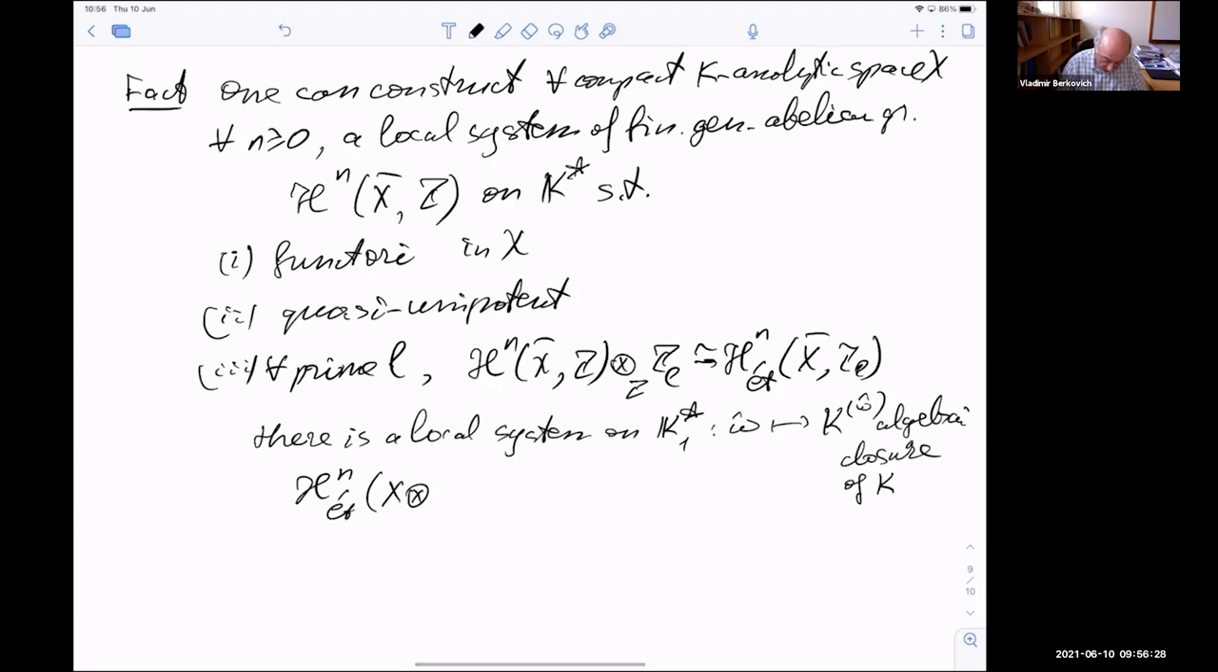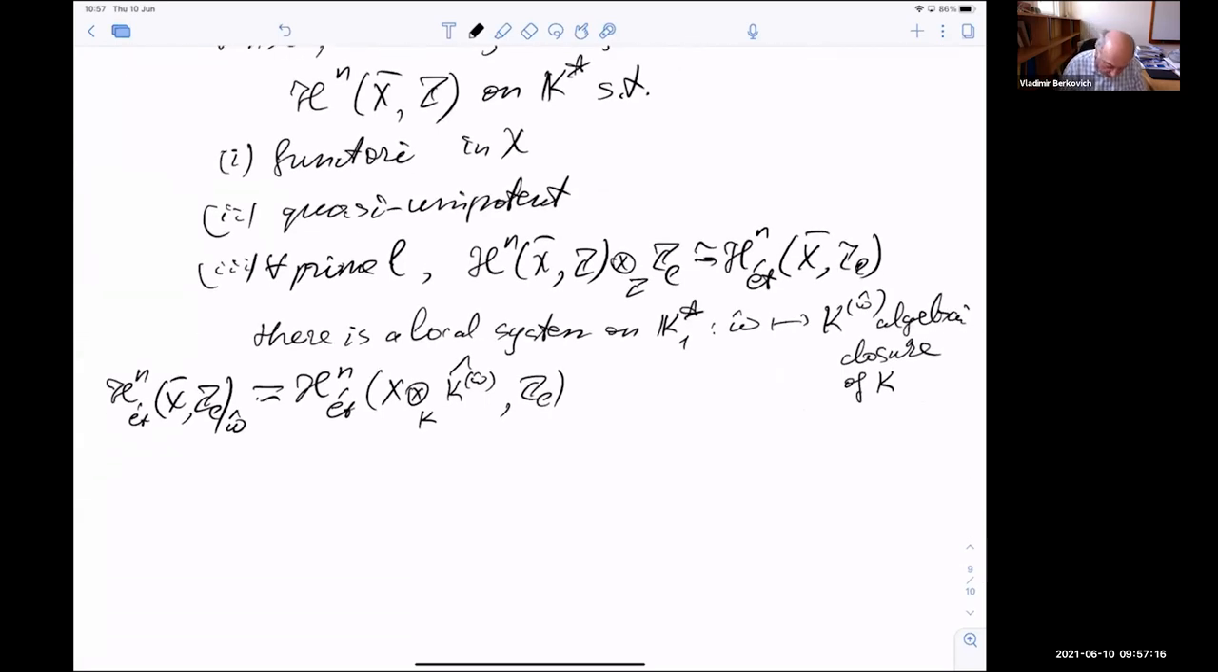If you consider the lift of X over K to the completion of this algebraic closure, then the stalk of our local system on the right-hand side at the point is just the l-adic etale cohomology of the lift of X to the algebraic closure. Okay, I hope it's now clear. And now the last thing before formulating the de Rham theorem.